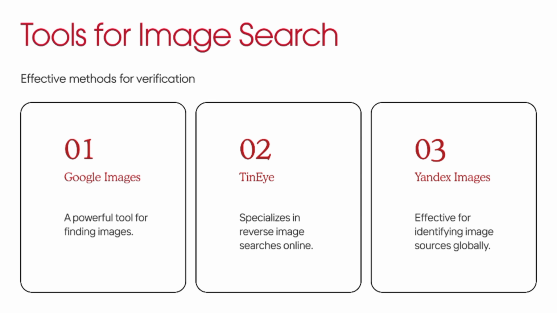Tools for image search. There are several reliable tools you can use for reverse image searches. Google Images is widely accessible and easy to use. TinEye specializes specifically in tracking where images appear online. And Yandex Images can be particularly effective for identifying sources globally. Using more than one tool increases your chances of finding the truth.